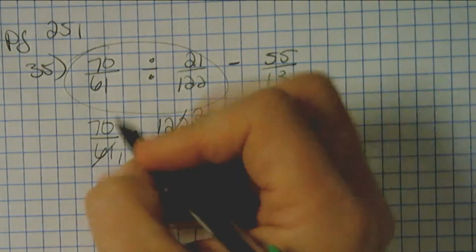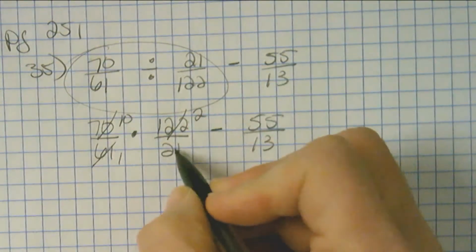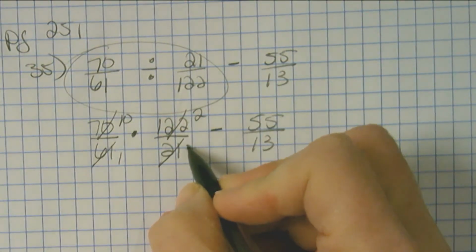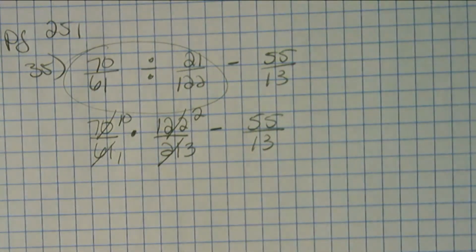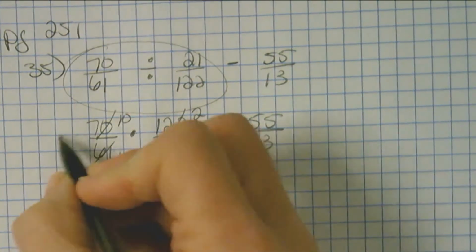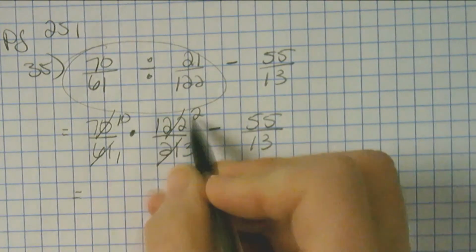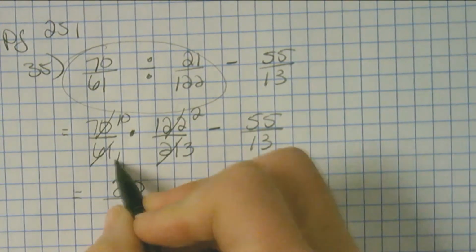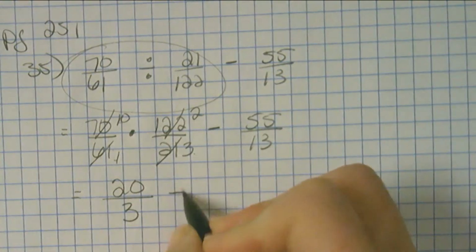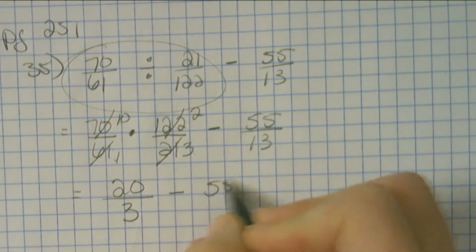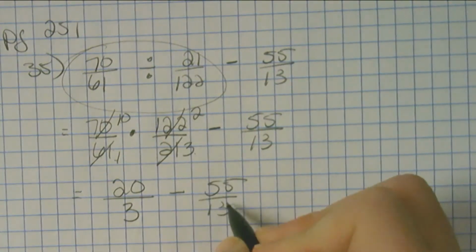All right, I know 70 divided by 7 is 10. I know 21 divided by 7 is 3. So now I'm just going to multiply. So I have 10 times 2, which is 20, over 3 times 1, which is 3, minus 55 thirteenths. So I've done my division.